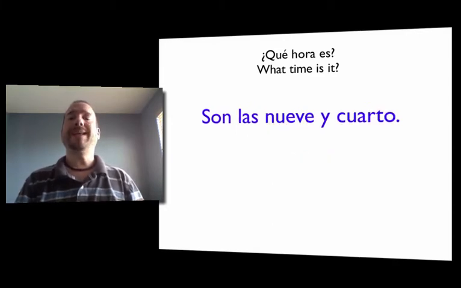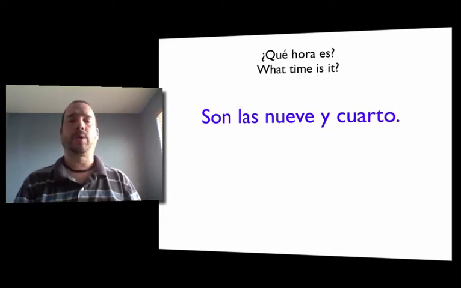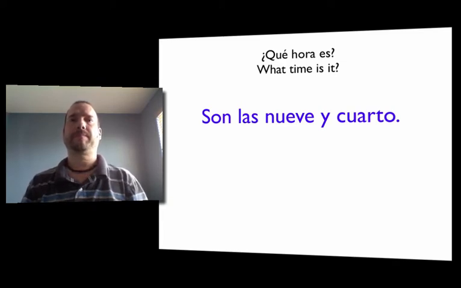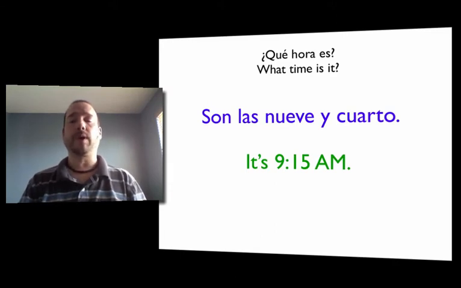Son las 9:15. It's 9:15 in the morning. Remember, we don't say 15 minutes, we say quarter of an hour. Cuarto doesn't mean 4, it means a quarter of an hour. A quarter of an hour is 15 minutes. So son las 9:15. It is 9 and a quarter. It's 9:15 in the morning.